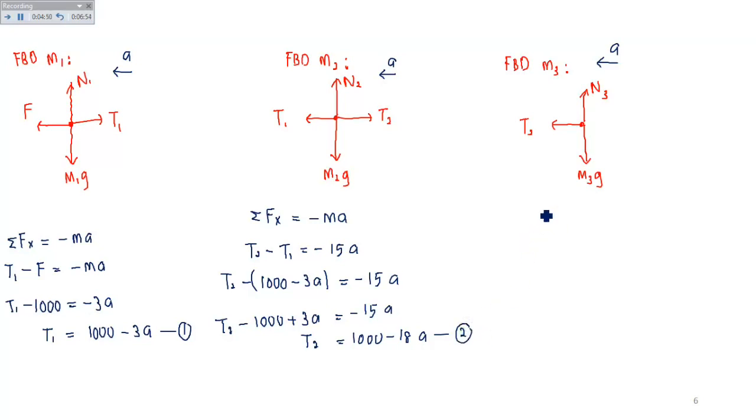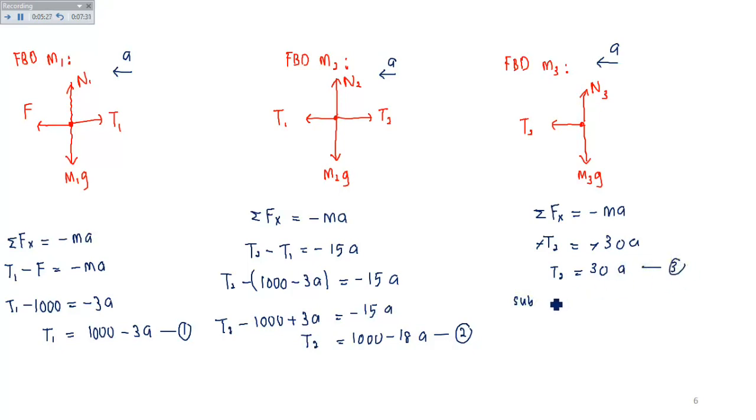Alright, so now let's resolve force into X component for free body diagram yang ketiga. Summation Fx equals negative MA. So T2, okay, T2 ni di arah kiri, so saya letaklah negatif kat sini. So negative T2 equals negative 30A. Okay, so negative cancel out, so T2 equals 30A. Okay, so this is our third equation.